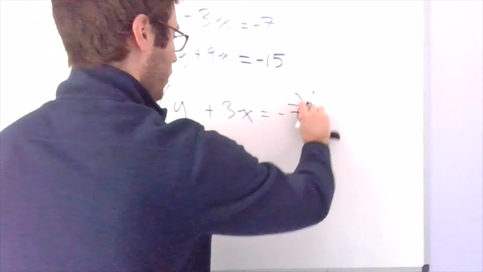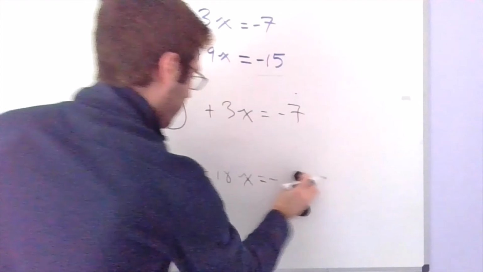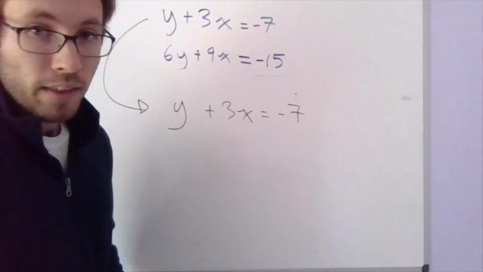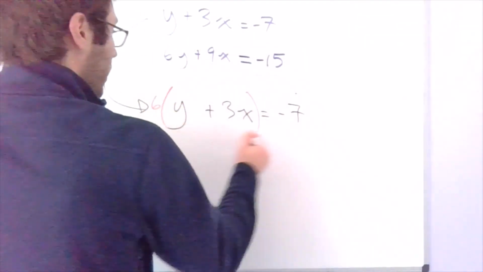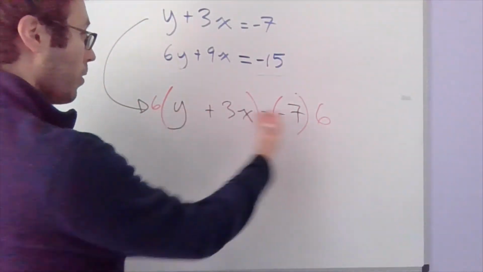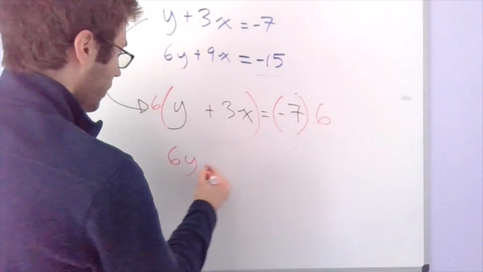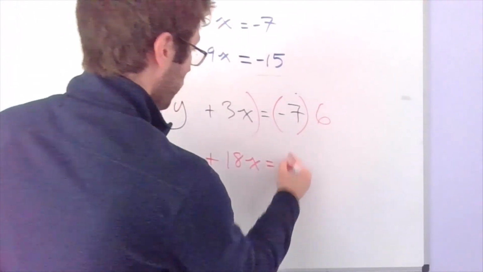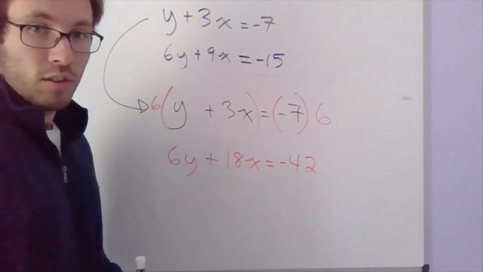What you want to do instead is multiply the left-hand side by 6 as well as the right-hand side by 6. That's what you're wanting to do. You can multiply both sides of the equation by 6. Again, you have 6y, and then plus 18x equals negative 42. It's the same process. That's the notation you want to use for this stuff.